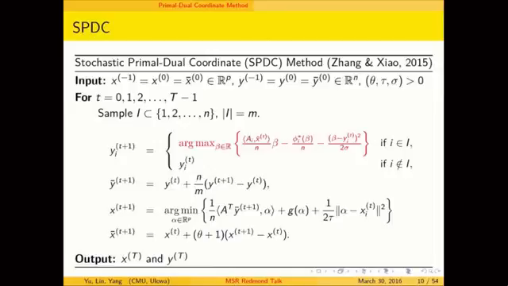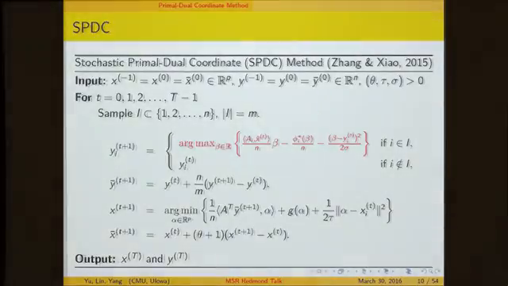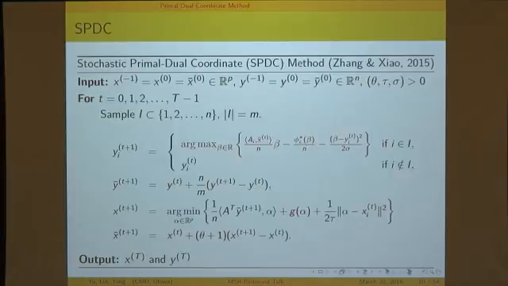Now let me review one very famous algorithm, which was proposed by Yuchen Zhang and Lin Xiao in 2015. Is it already famous? I think so. I think it's famous because it collected a lot of citations. And the idea is as follows.